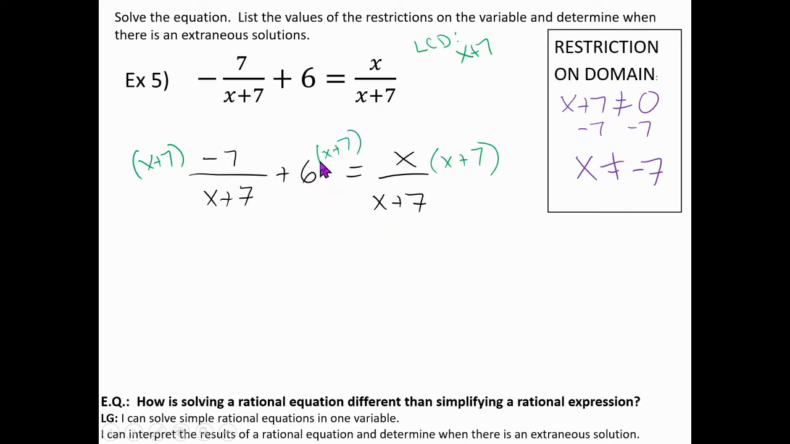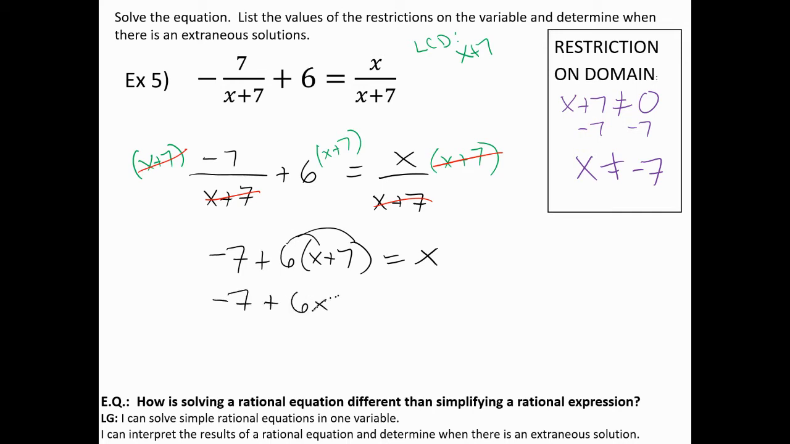So if you're going to make a mistake, this is possibly where you're going to forget to multiply by that LCD. All right, and the great thing about that is this x plus 7 cancels that. This x plus 7 cancels that. And so we are going to be left with just a -7 on top. And then we're going to rewrite it: 6 times x plus 7 equal to, all we have here is an x.